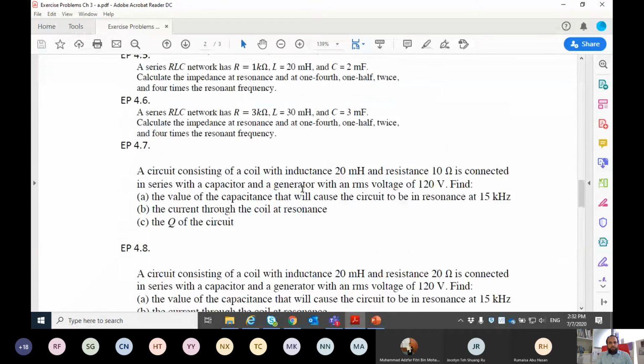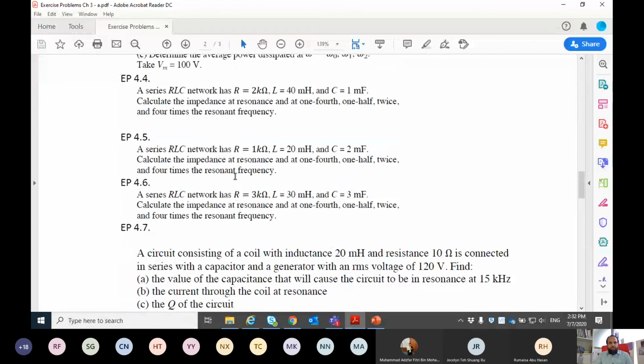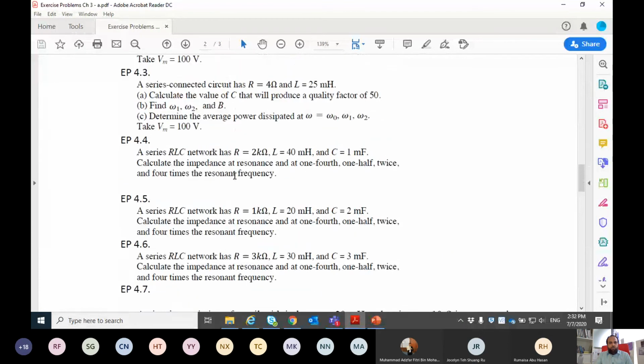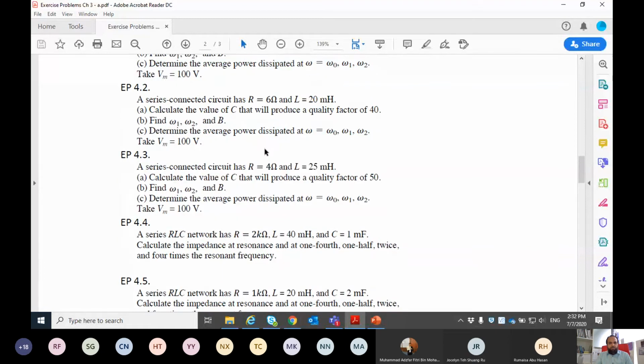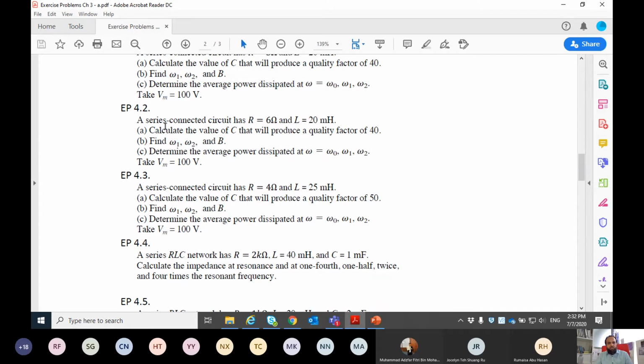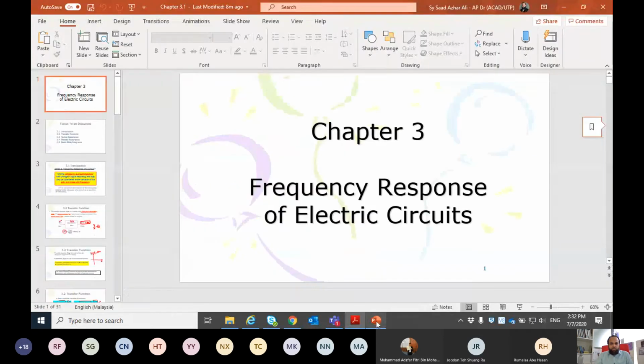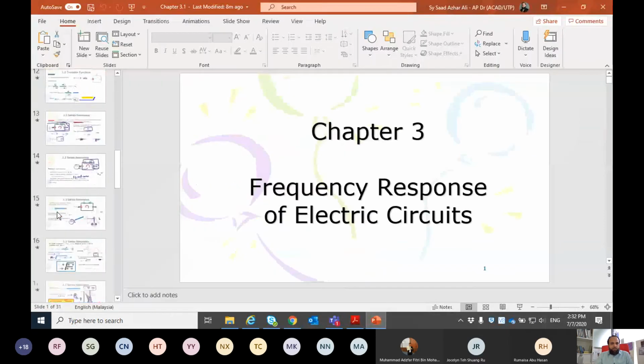So let's take a look at some of the questions. Maybe 4.1 to 4.3 are straightforward, maybe not for some of you. Anyways, you're given a resistor and inductor for a series circuit. They all, 1, 2, 3, are similar. You have to find the value of C that will produce a quality factor of 40. So you're given Q.